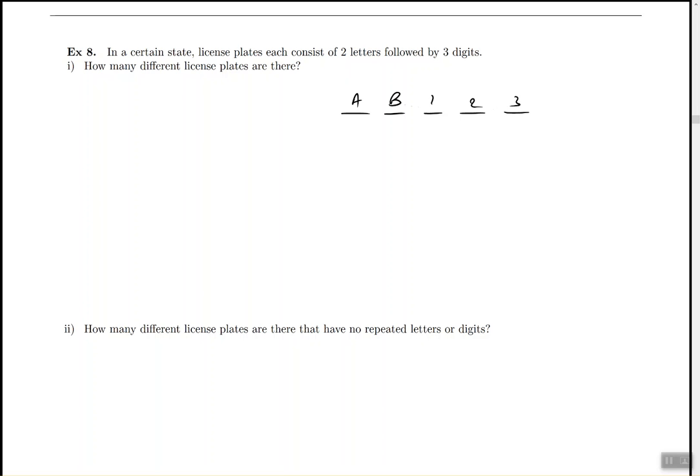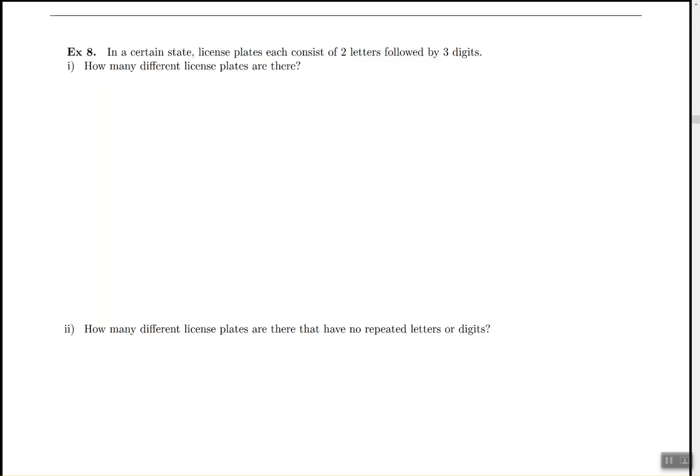Now it's asking how many license plates there are in total, and it's not telling me whether repeats are allowed or not. So I'm going to assume that everything goes, and that license plates such as AA, 111 are totally fine. They're totally okay. So I'm going to calculate how many license plates there are next.